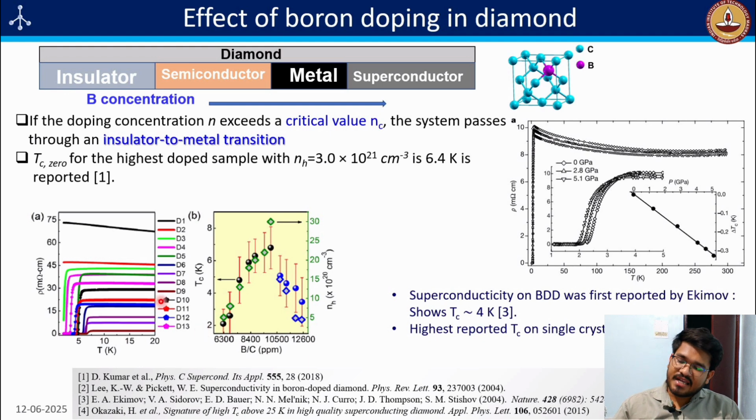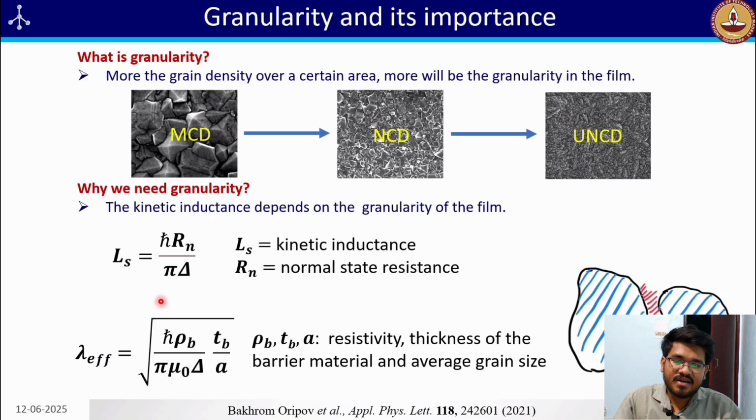Actually, it is a potential candidate because the Debye temperature of diamond is high, and in superconductivity, if you have a high Debye temperature, then your transition temperature will be high. But there are some challenges in diamond growth, because of which the Tc is affected, and we'll also discuss. So this is one of the scenarios. One is the boron concentration. What are other factors? If this question is haunting you, then the answer will be coming in the future slides.